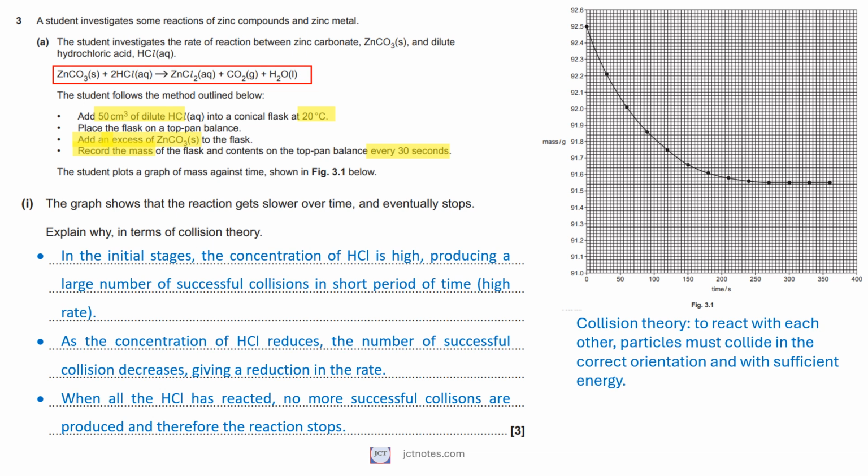In the initial stages, the concentration of hydrochloric acid is high, producing a large number of successful collisions in a short period of time, giving a high rate. As the concentration of hydrochloric acid reduces, the number of successful collisions decreases, giving a reduction in the rate. When all the hydrochloric acid has reacted, no more successful collisions are produced, and therefore the reaction stops.